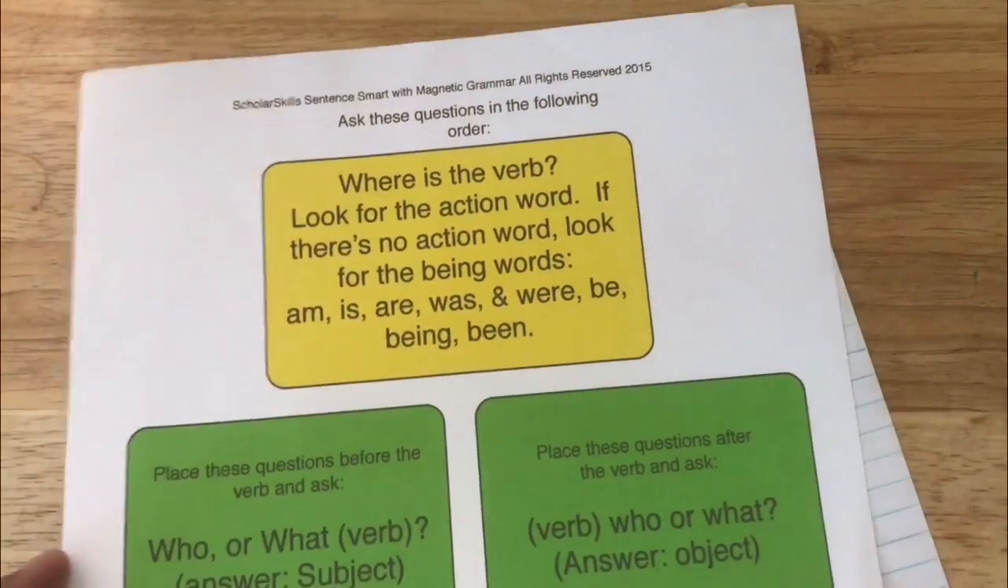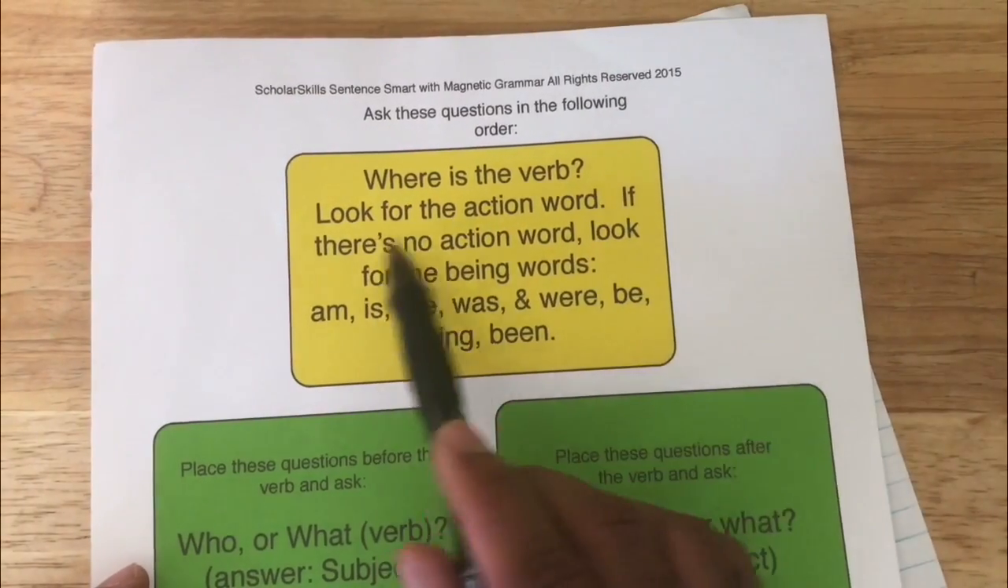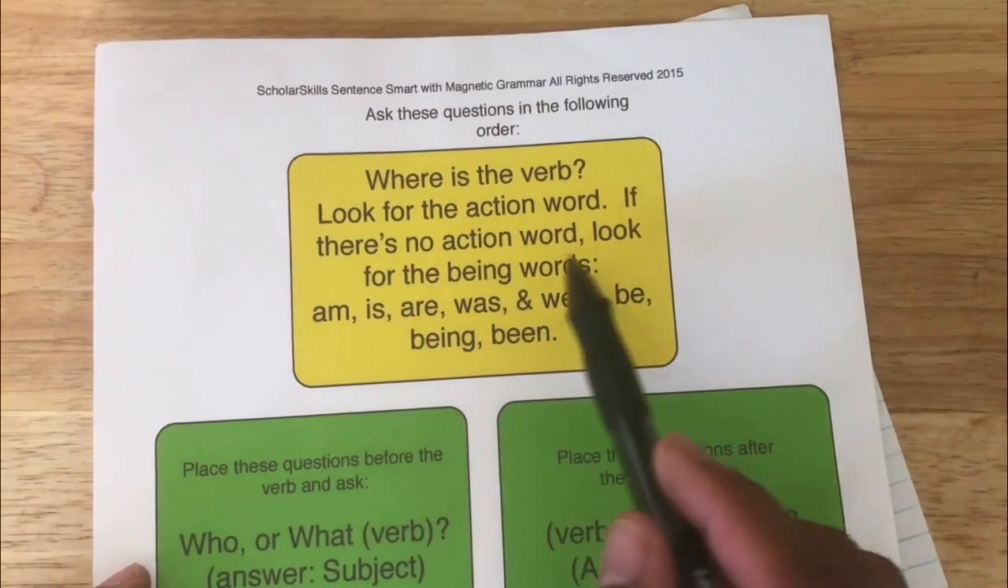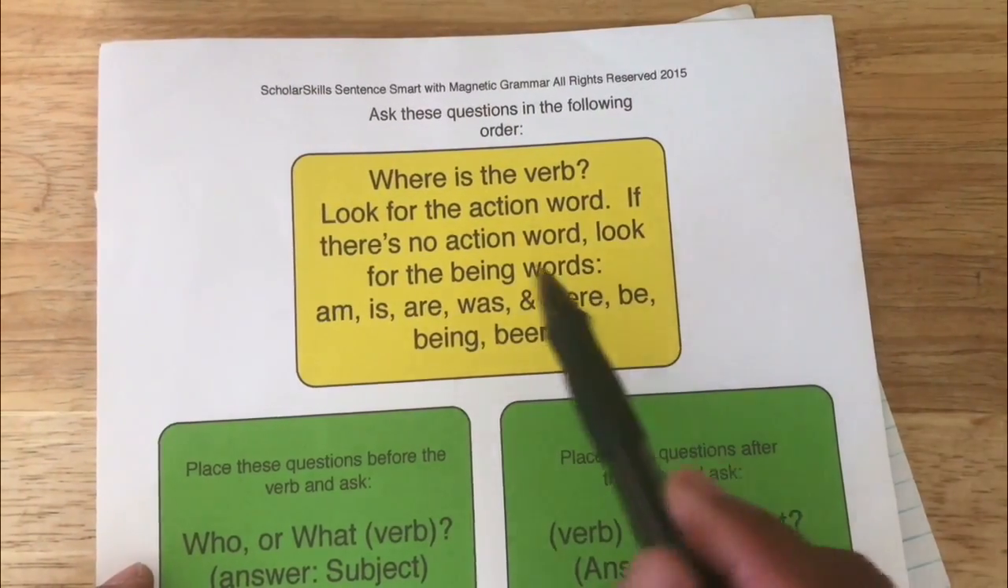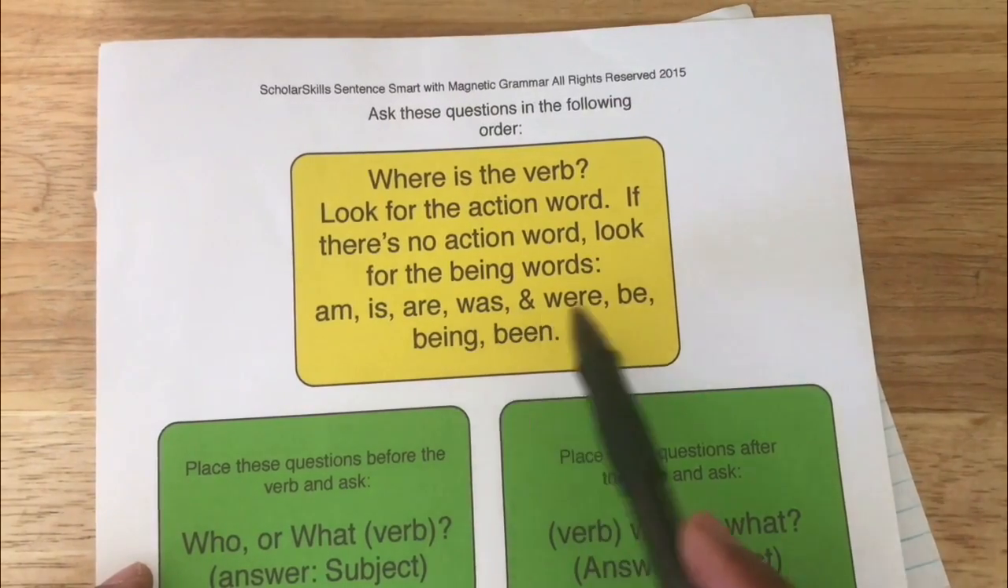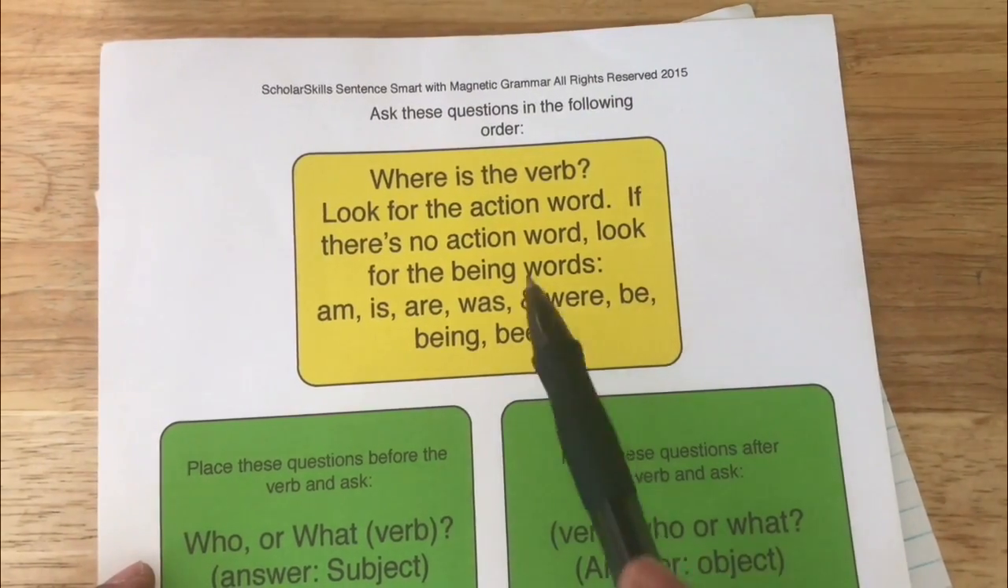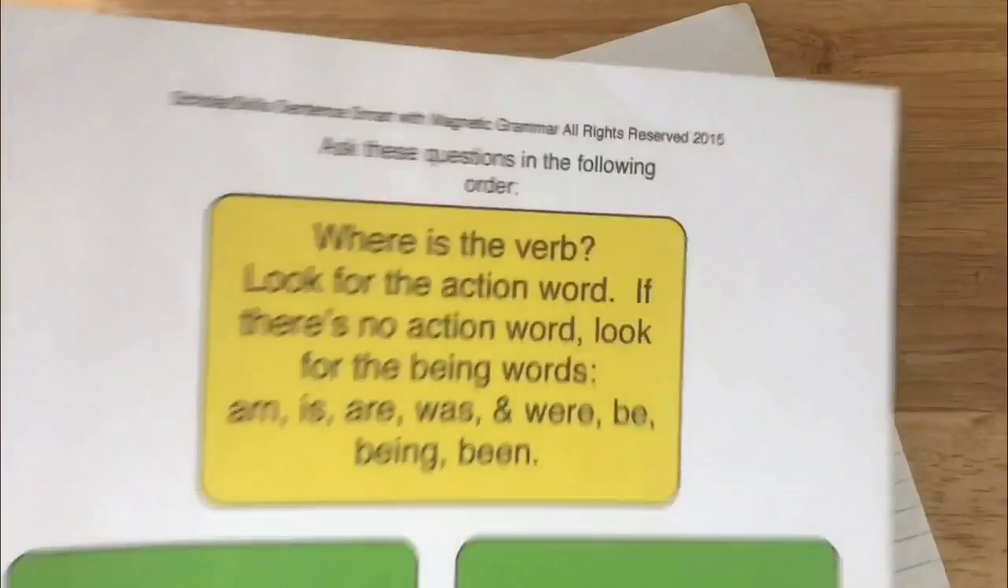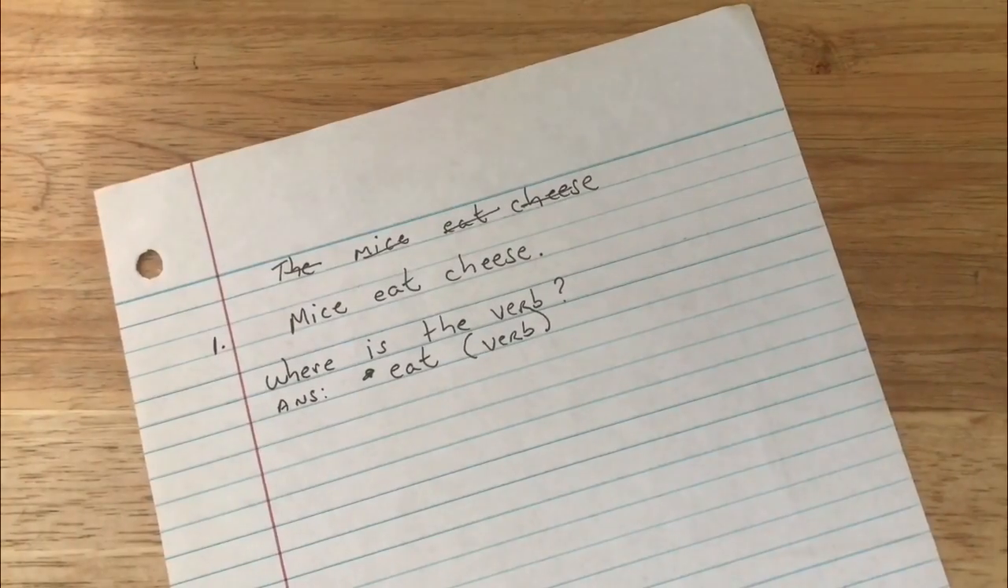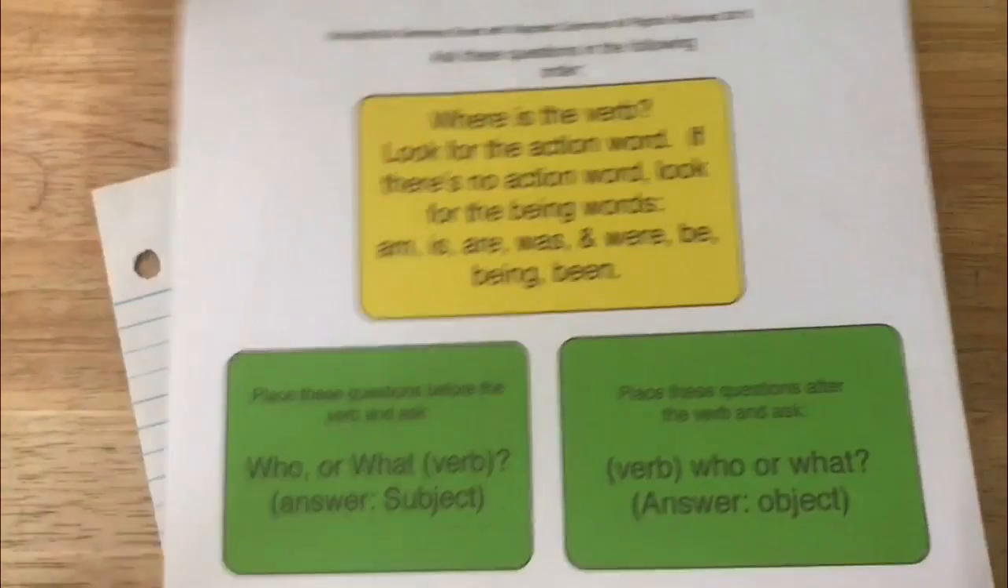Where is the verb? And you remember the song, right? Where is the verb? Look for the action word. If there's no action word, look for the being words. Am, is, are, was, and were, be, being, been. But in our case, there was an action word. And so we have found the verb. All right. So what's my next question?